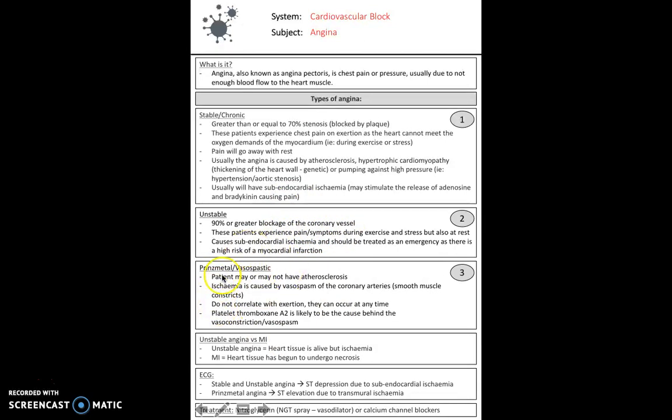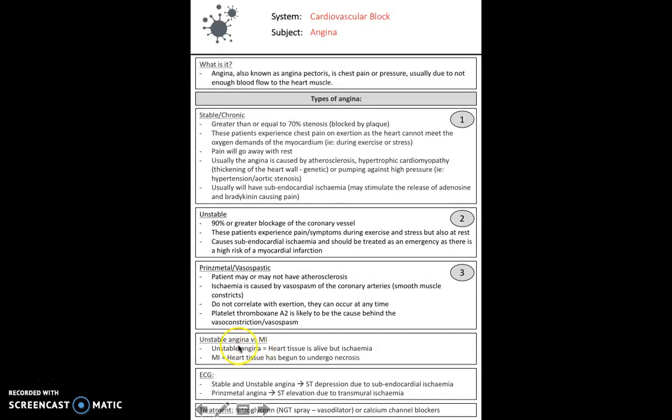With the third type of angina, Prinzmetal or vasospastic, the patient may or may not have atherosclerosis. Essentially, it's a vasospasm of the coronary arteries causing the smooth muscle to constrict. It doesn't correlate with exertion, and it can occur at any time. Usually the cause behind Prinzmetal or vasospastic angina is platelet thromboxane A2, which causes the vasospasm or vasoconstriction.